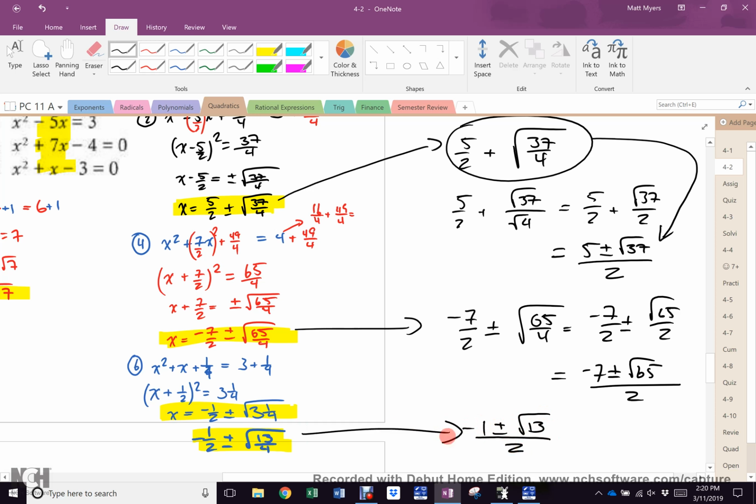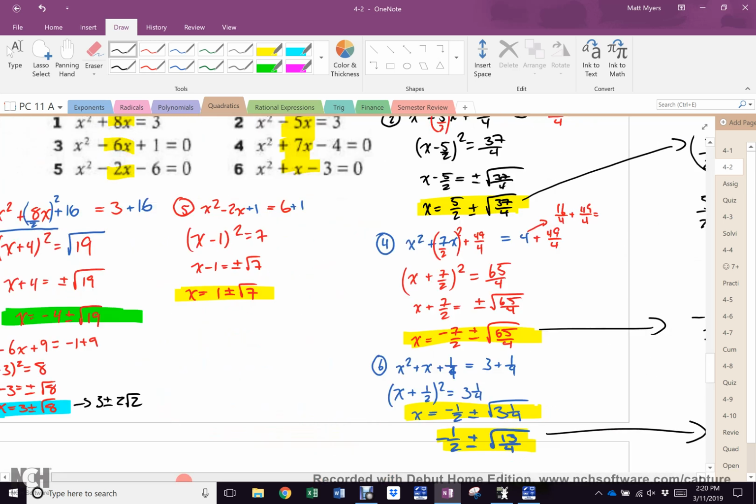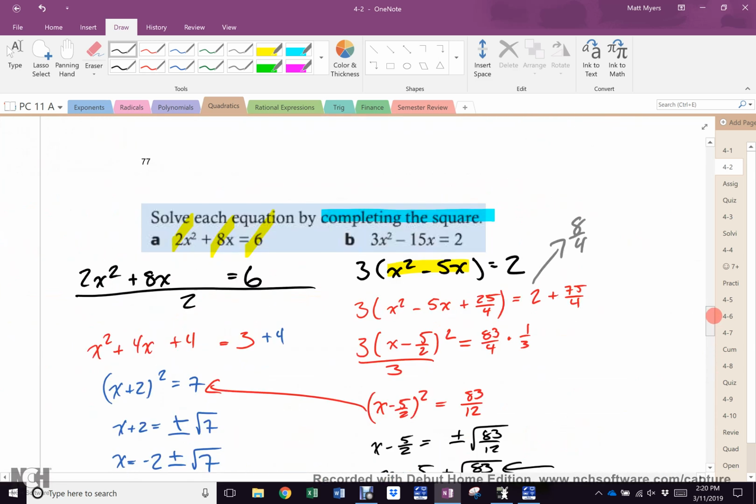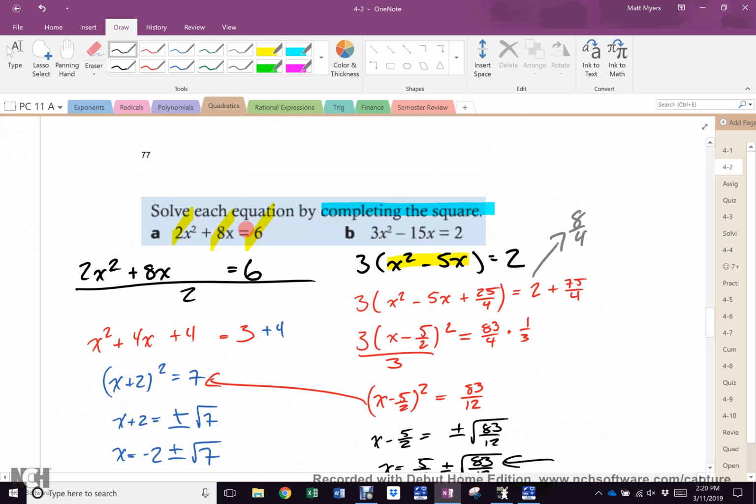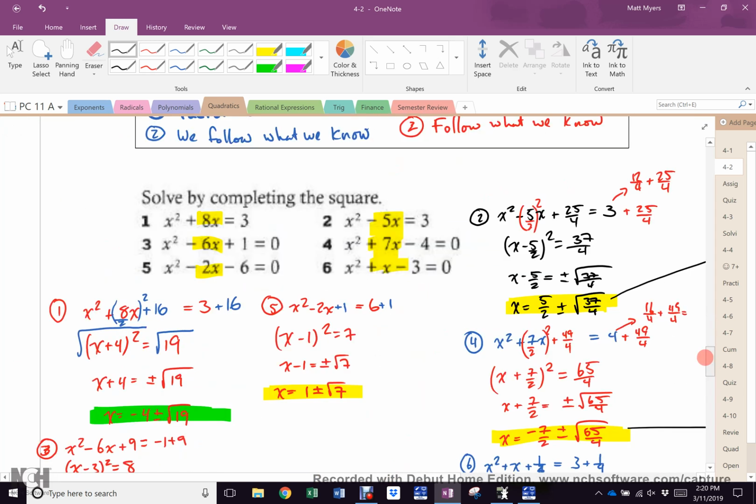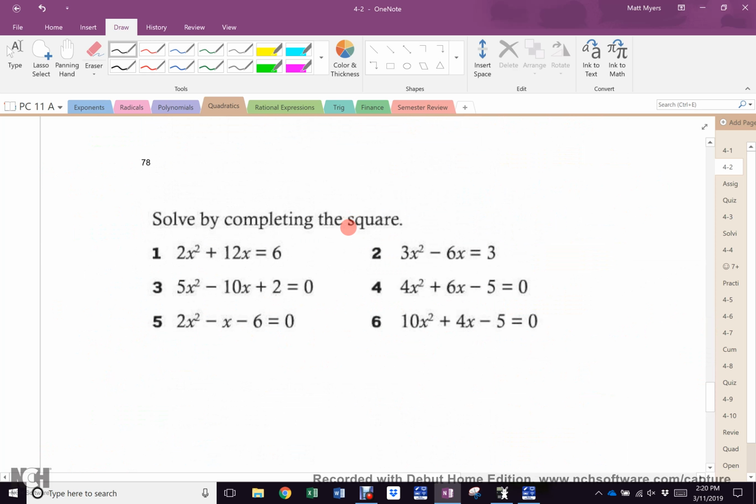Is everybody cool? Now, the homework I'm asking you to do is 6 questions. Remember, they apply to these guys. The top of page 77 is where you'll find how to do these guys. Six questions for homework.